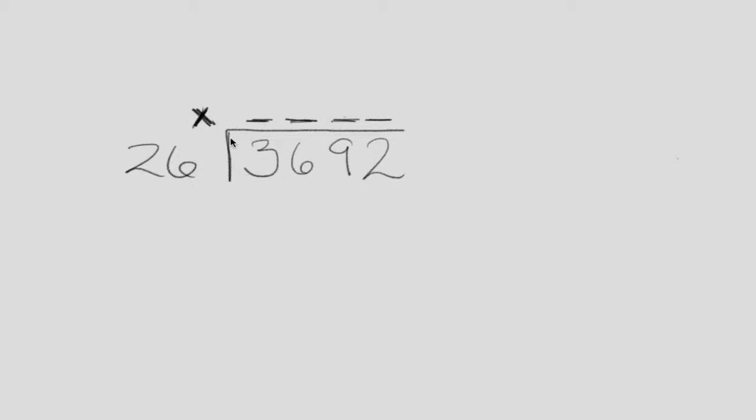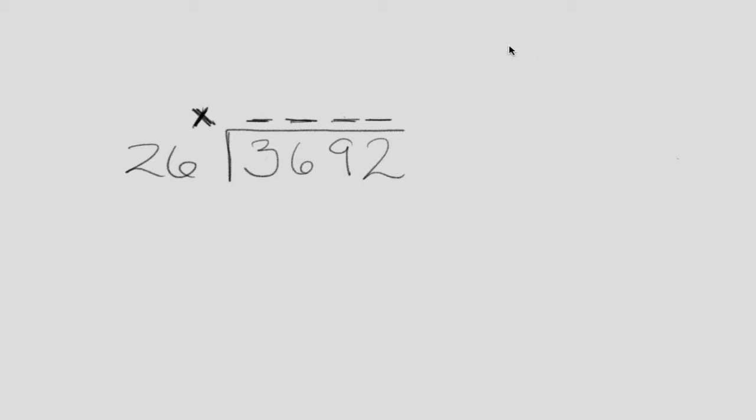So if you want to divide this gigantic number, 3,692 by 26, you might think you need to know your 26 times tables. And you'd be right. But luckily you actually do know your 26 times tables, or you know some of them, and you can figure the rest out.